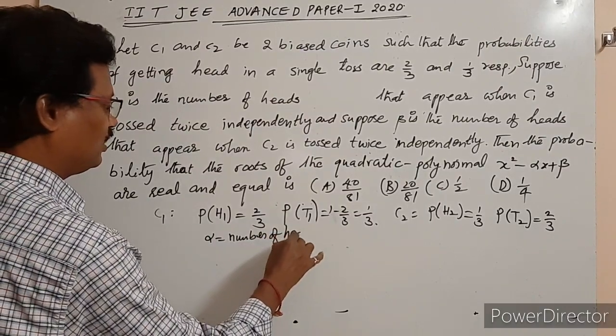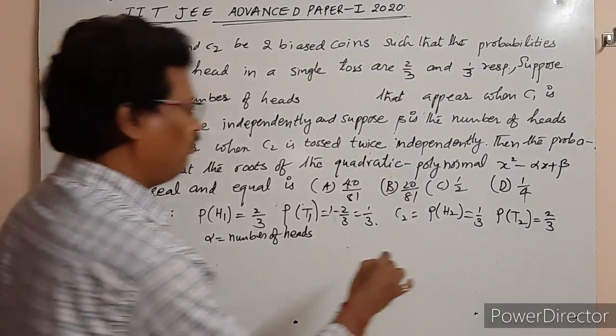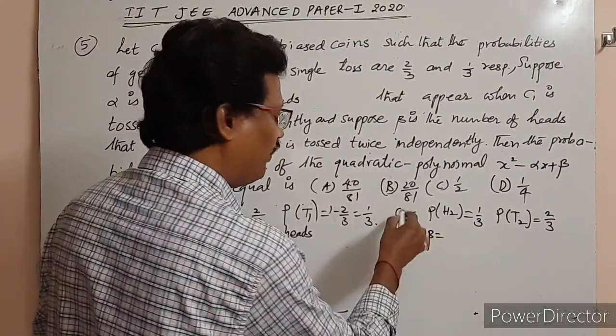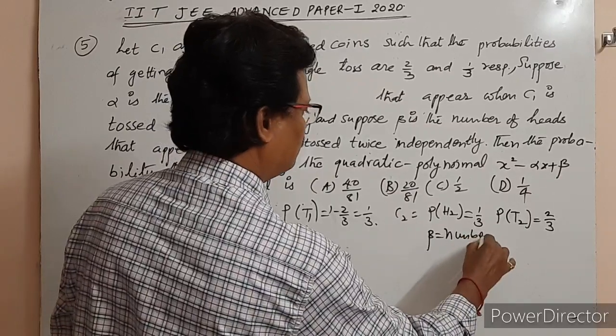Number of heads. On which coin? On the C1. What about the beta? Number of heads if it has the C2. This is a number of heads.